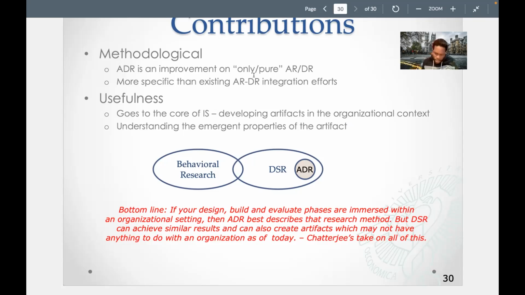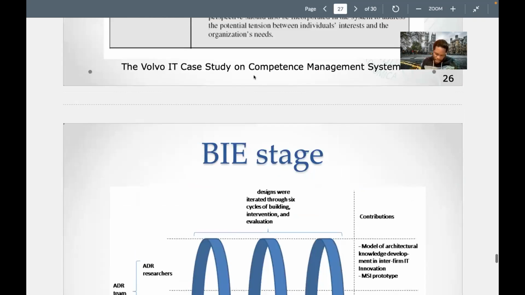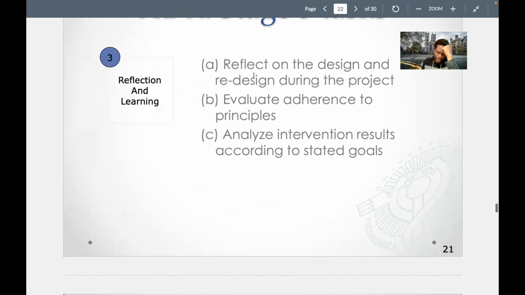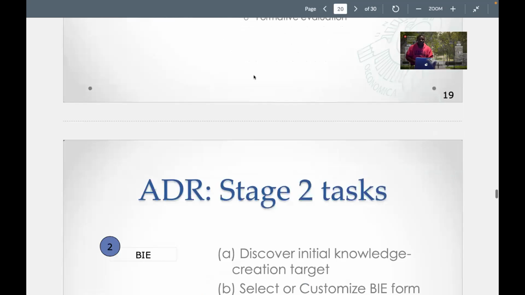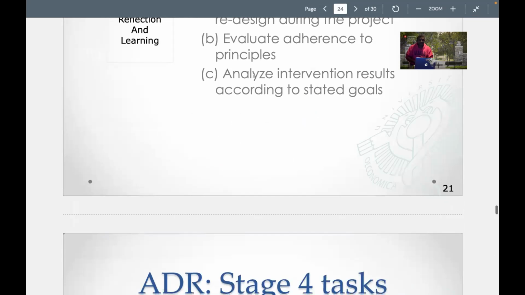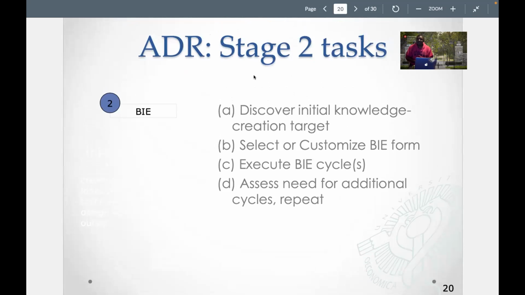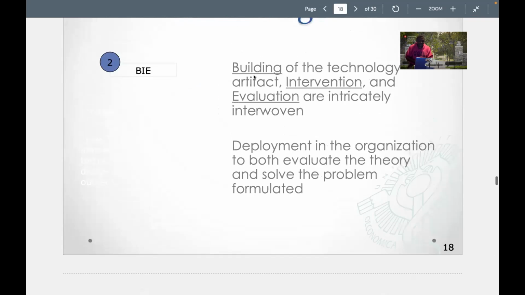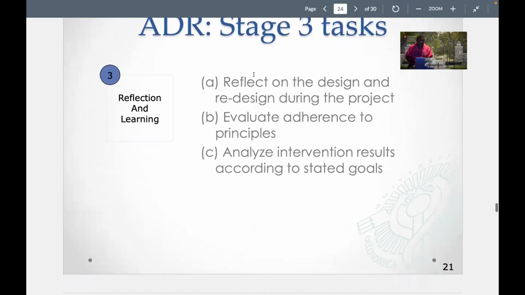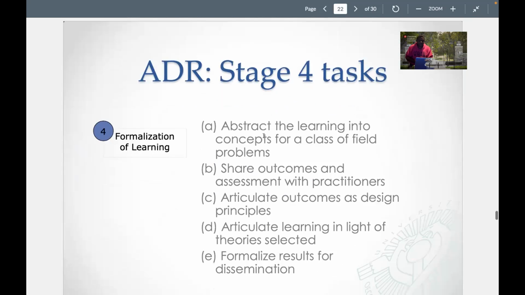Could you go back to the difference between design principles and design theory? You said design principles. It wasn't stated in this slide. I drew upon our previous explanation. What we do here is draw from the outcomes, because you do some level of abstraction. Understand? You abstract from the learning, abstract the learning into a concept or a class of field of problems, what you learned in designing the artifact. So you abstract what you learned.